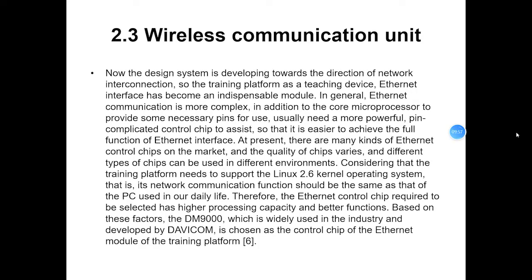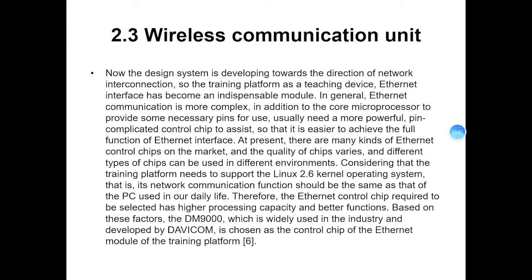3. Wireless communication unit. Now the design system is developing towards the direction of network interconnection, so for the training platform as a teaching device, the Ethernet interface has become an indispensable module. In general, Ethernet communication is more complex. In addition to the core microprocessor providing some necessary pins for use, usually a more powerful pin-complicated control chip is needed to assist, so that it is easier to achieve the full function of the Ethernet interface.